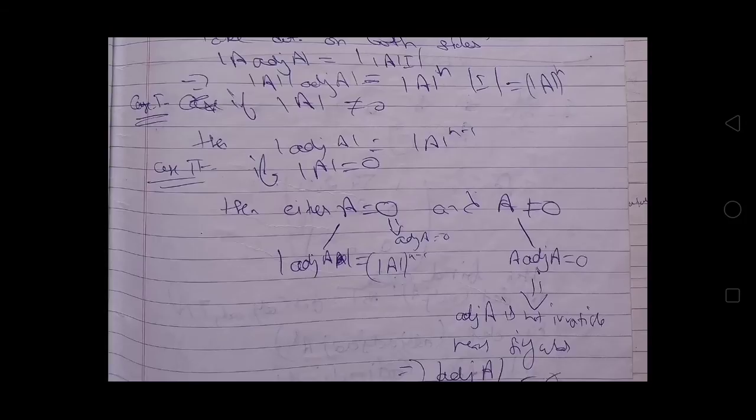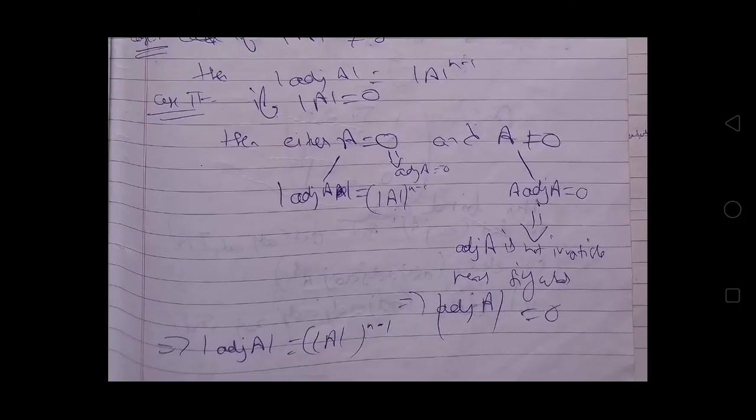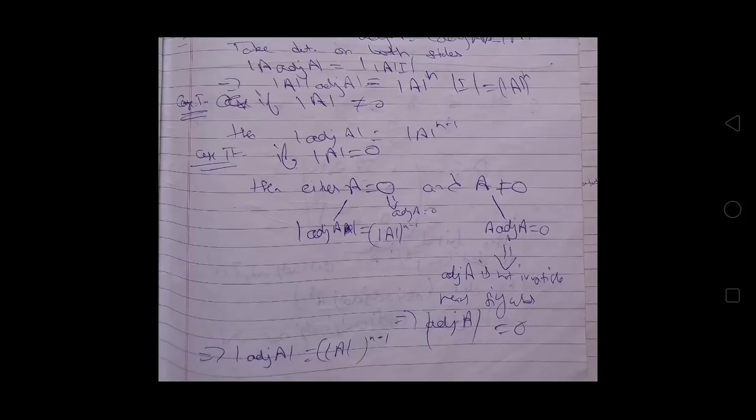Now the second case: in this case, if A is a non-zero matrix, then A into adjoint of A is equal to the null matrix, which implies that the adjoint of A is not invertible, meaning singular. This implies that the determinant of adjoint of A is equal to 0. So again, no violation of any definition if we write the determinant of adjoint of A is equal to the n minus 1th power of the determinant of A, where both will have determinant equal to 0.